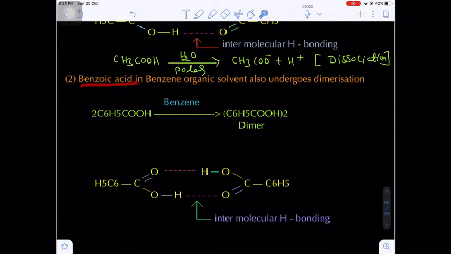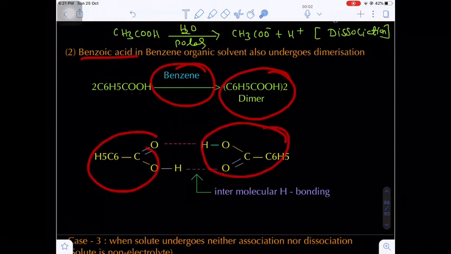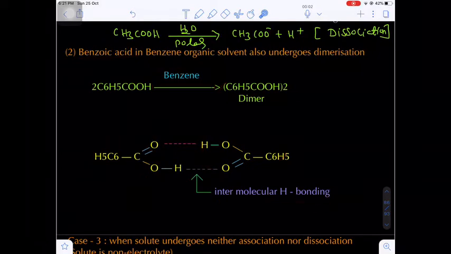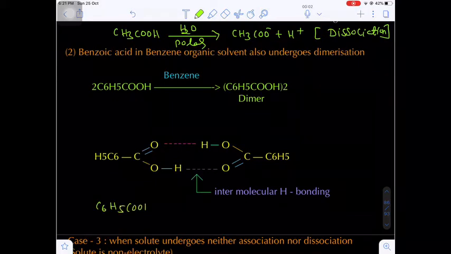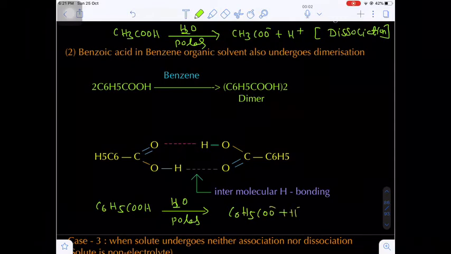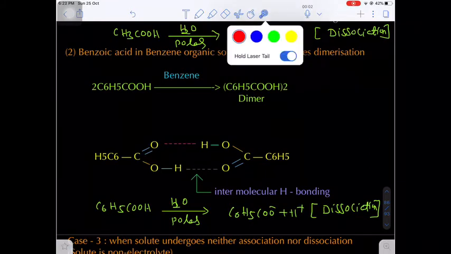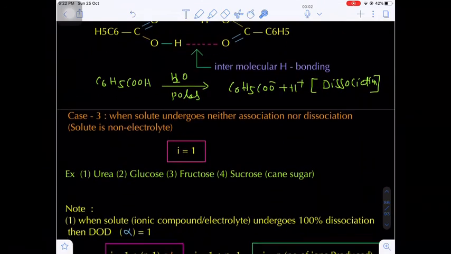And one more example, benzoic acid in the solvent benzene also undergoes dimerization. Here two benzoic acid molecules undergo association via intermolecular hydrogen bonding. Here also remember, the benzoic acid is C6H5COOH. When the benzoic acid is dissolved in the solvent water, which is a polar solvent, then benzoic acid behaves like an ionic compound, so it will undergo ionization. Are you getting my point? This is corresponding to dissociation. That means solvent can also play an important role during association and dissociation. So this is very important.